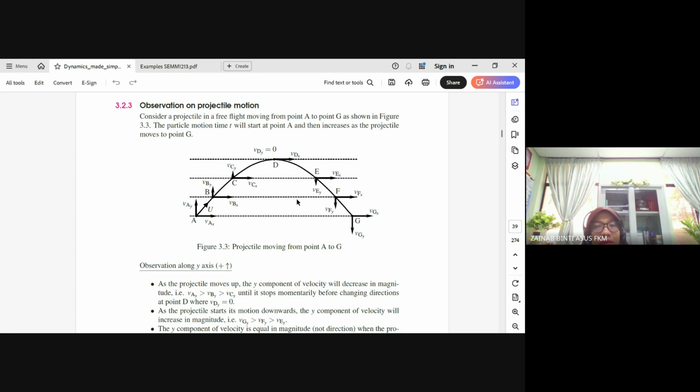So, observation on projectile motion. If you ever throw something upwards, you will see that the motion of the thing that you throw will follow this path. You have something like a curve.